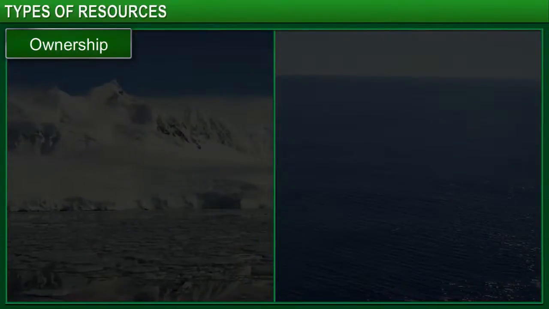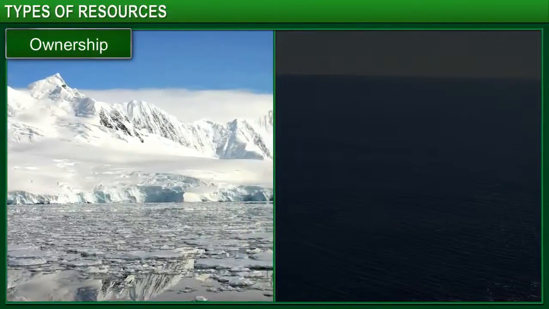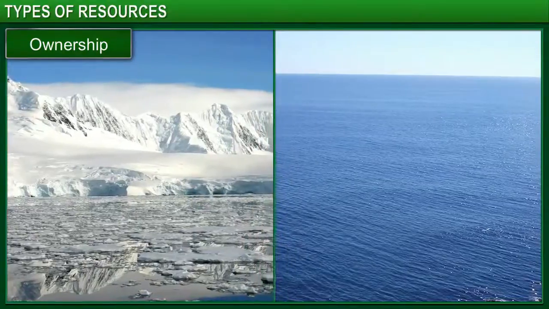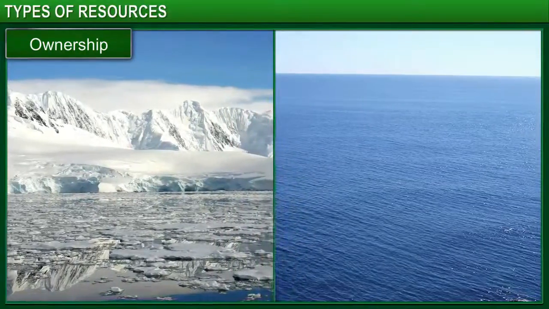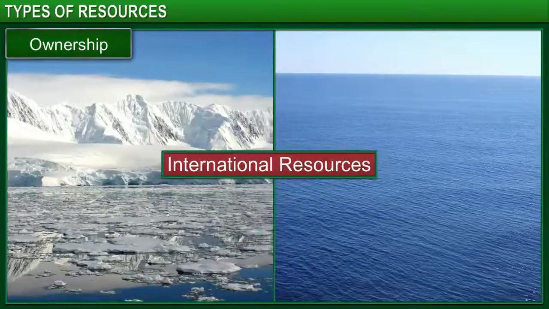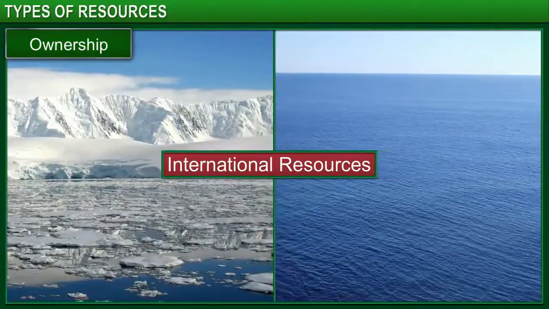There are still some parts of land, like the icy continent Antarctica, and the vast stretches of oceans which are not owned by any particular nation. Resources found in these parts of the world are called international resources and are managed by institutions related to the United Nations.